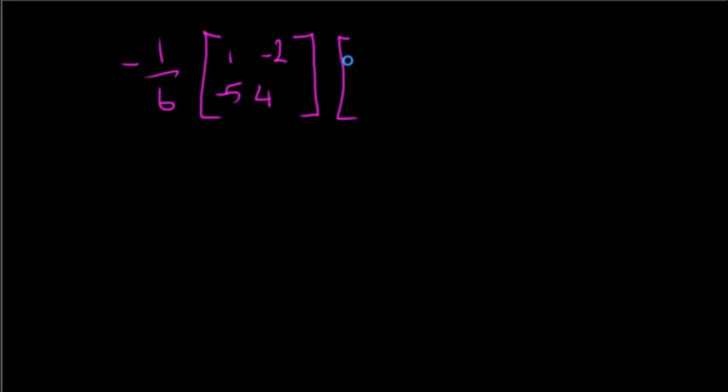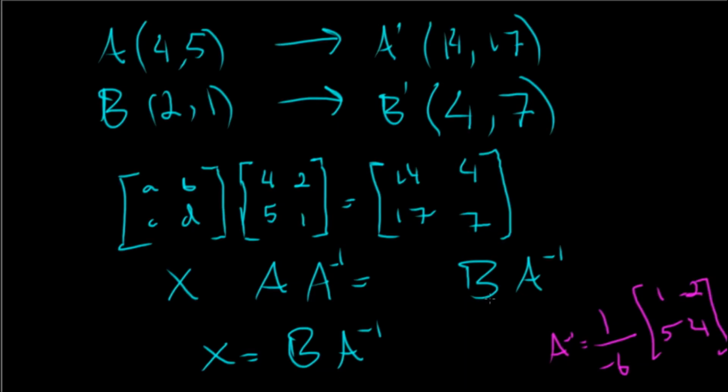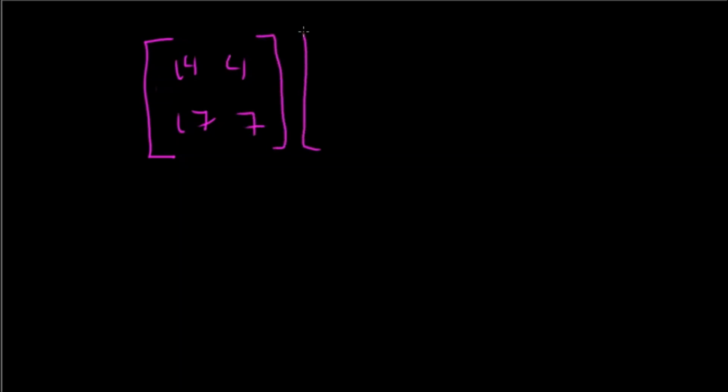Oh, I'm messing up. Think about what I did wrong. All right, if you're following along, hopefully you did it right before I even attempted it. I need to right apply, or I'll get the wrong answer. So I'm doing 14, 17, 4, 7, and 1, negative 2, negative 5, 4. And that 1 over negative 6 can go out in the front since it's just a constant.